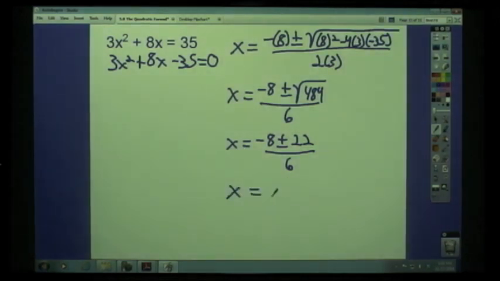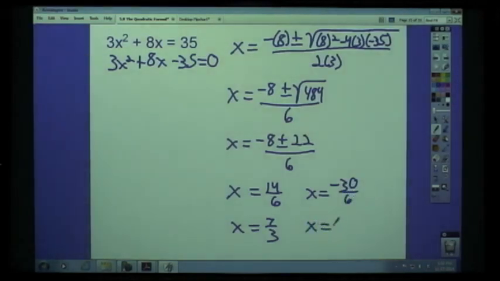So negative 8 plus 22 is going to be positive 14 over 6, which reduces to 7 over 3. And then negative 8 minus 22 is negative 30 over 6. Negative 30 divided by 6 is negative 5.